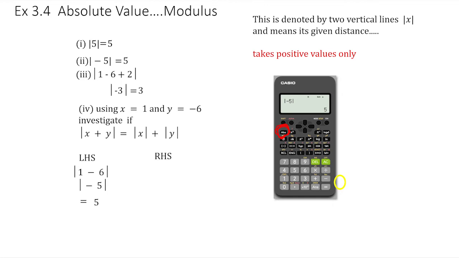On the right-hand side, we have the absolute value of x plus the absolute value of y. This gives us the absolute value of 1 plus the absolute value of minus 6. This leaves us with 1 plus 6, which gives us 7. This means that the left-hand side is not equal to the right-hand side, and therefore the absolute value of x plus y is not equal to the absolute value of x plus the absolute value of y. Please pause and take down these examples.